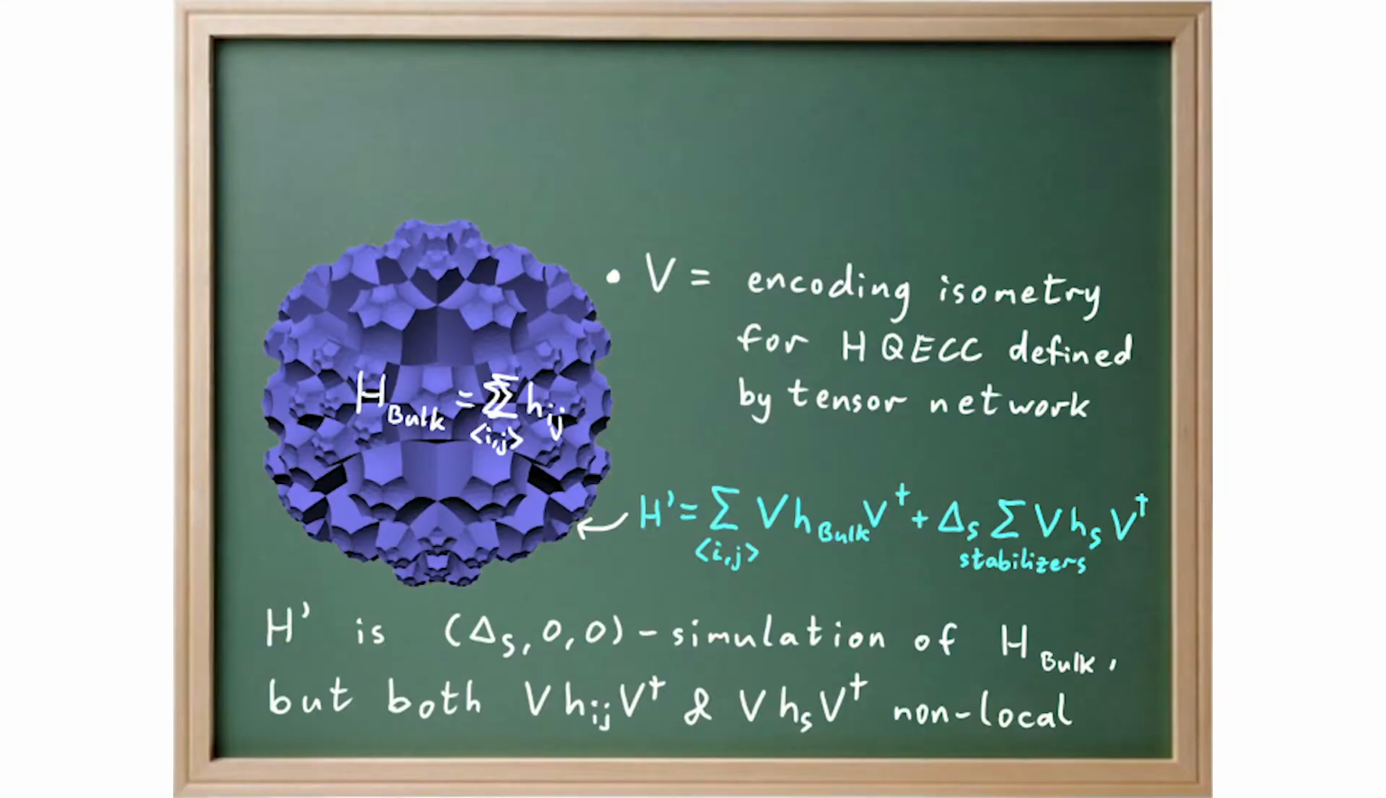But having done all that, what do we get after all this work? So we now have an encoding isometry for a holographic quantum error correcting code defined by this tensor network in 3D hyperbolic space. So now let's take any local Hamiltonian in the bulk, and let's push it through this tensor network to the boundary. And we get some boundary Hamiltonian that's a perfect simulation of this. So it reproduces all the same physics, but as before, it's totally non-local.